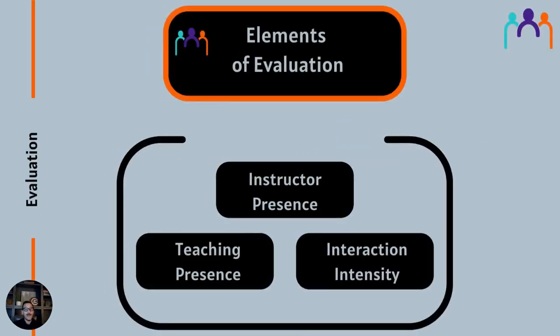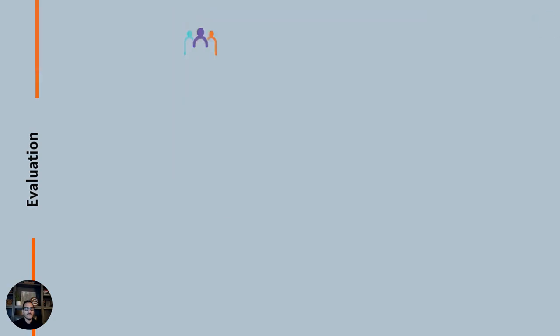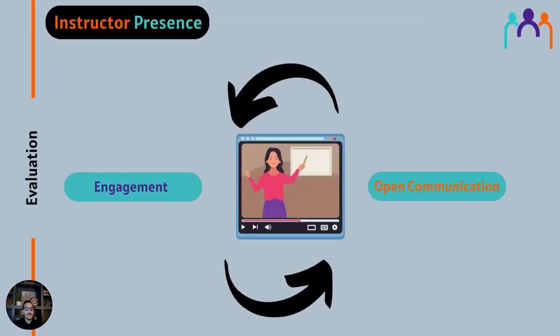So, we've defined evaluation and investment, but what are the elements of evaluation? They're a little bit different, and they are instructor presence, teacher presence, and interaction intensity. And each of these are comprised of two components. The element of instructor presence is evaluated by engagement and open communication. And what do these look like exactly? Now, what are we looking for when we are evaluating them, whether it be within ourselves or others?